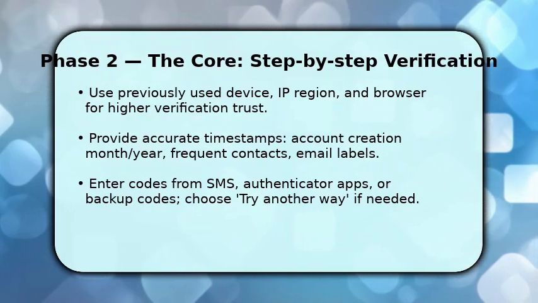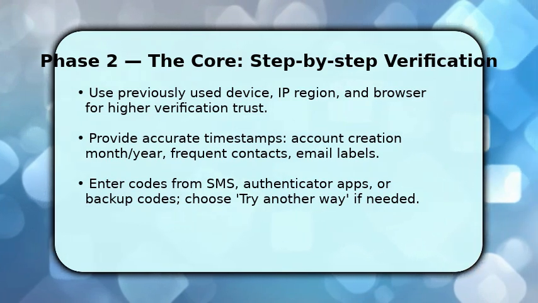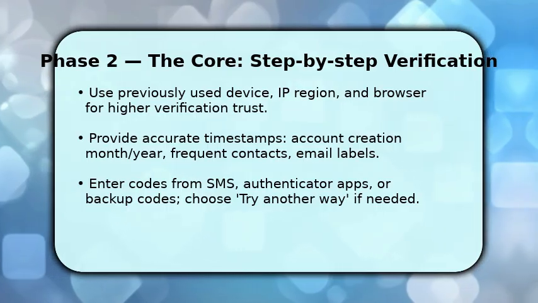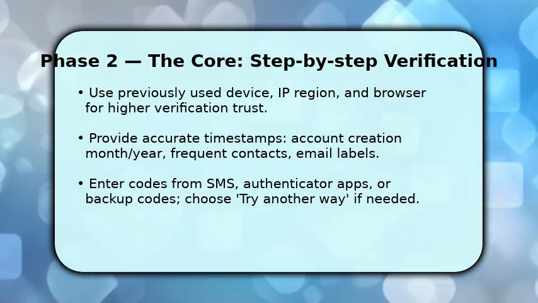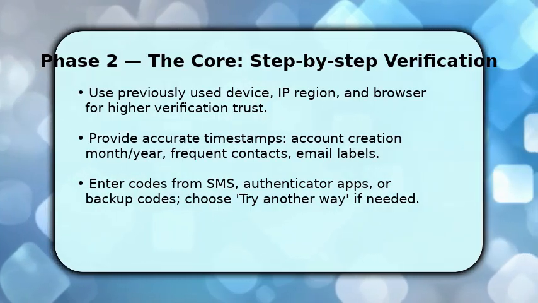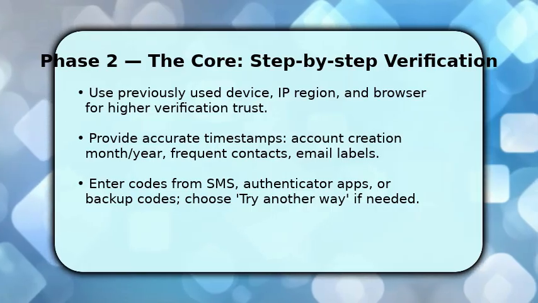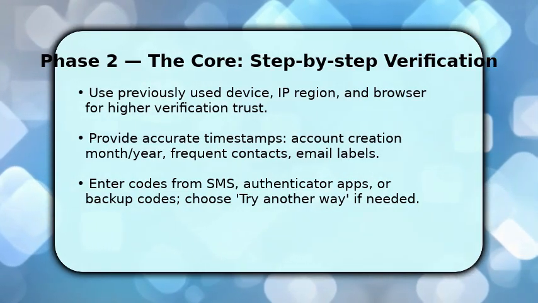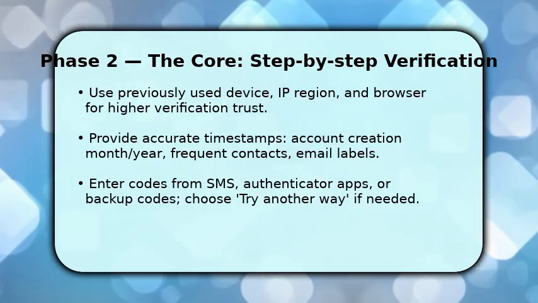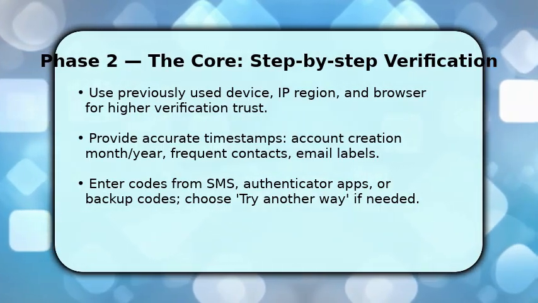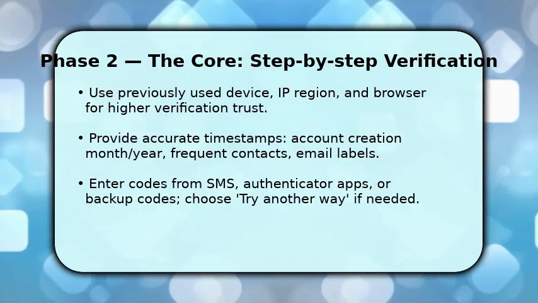Once you're on the recovery flow, follow prompts methodically. Choose text or authenticator codes first because they're fastest. If asked, give the month and year you created the account and name a few frequent contacts or email labels. This shows ownership. Make sure to try all available methods, SMS, authenticator, backup codes, before moving on. If a prompt fails, select Try Another Way and proceed with the next option. Stay patient and honest with every answer.